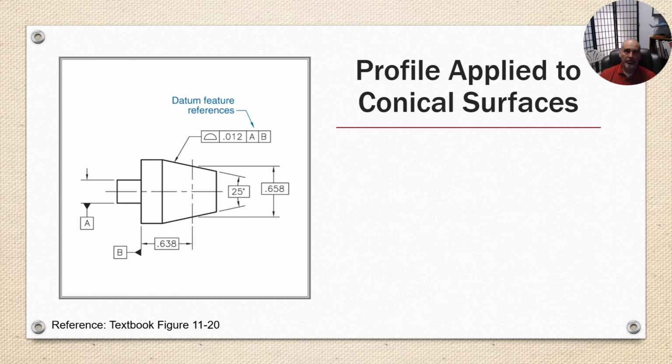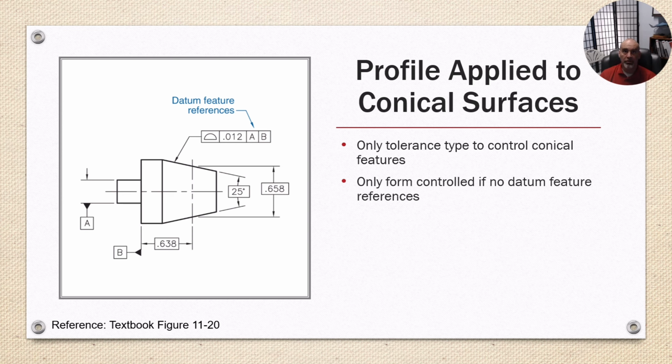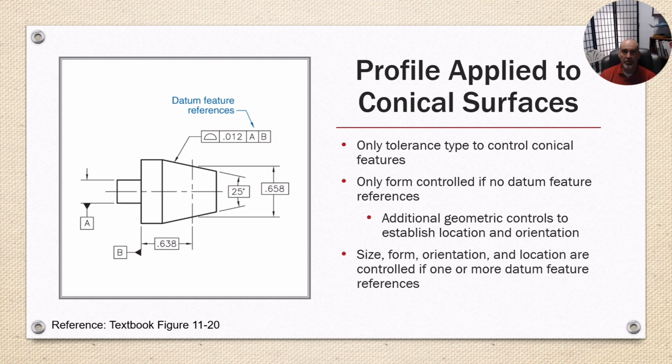Okay, profile applied to conical surfaces. It is the only tolerance type to control conical features. The only form is controlled if there are no datum feature references, and additional geometric controls are needed to establish location and orientation. The size, form, orientation, and location are controlled if one or more datum features are referenced.